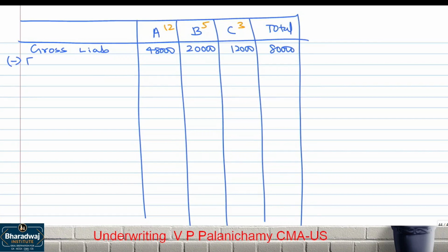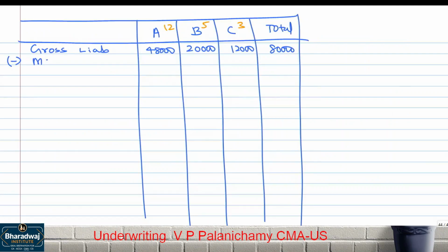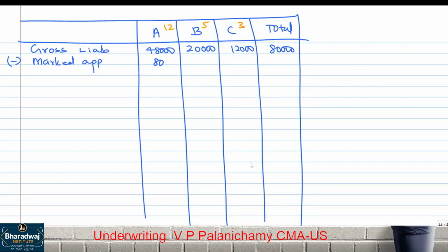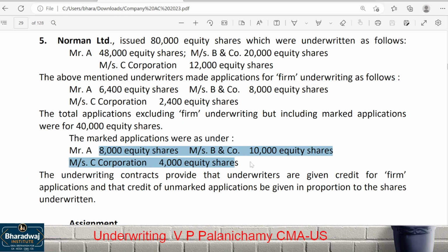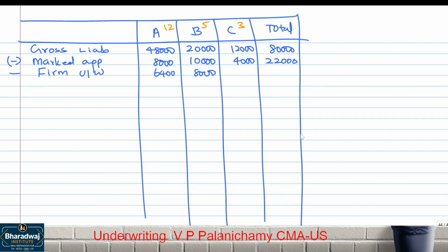Okay, marked applications. Marked applications, how much? 8,000, 10,000 and 4,000. Total 22,000. Minus firm underwriting also: 6,400, 8,000, 2,400. Total.